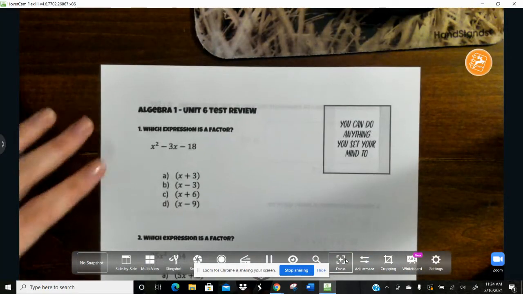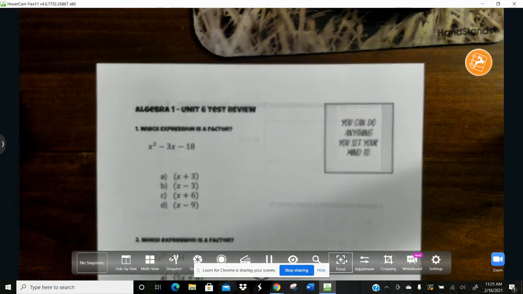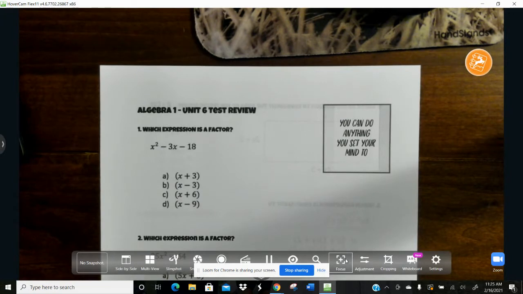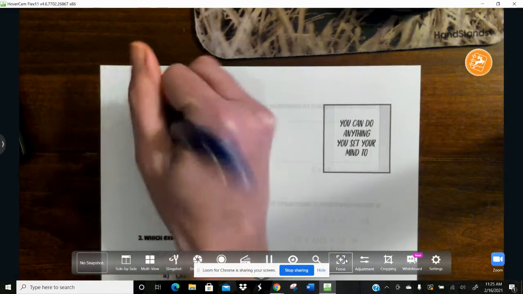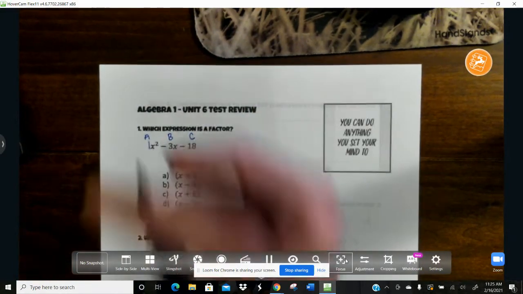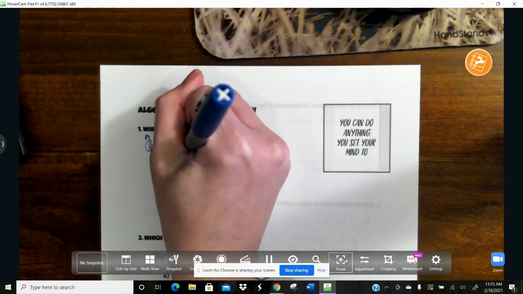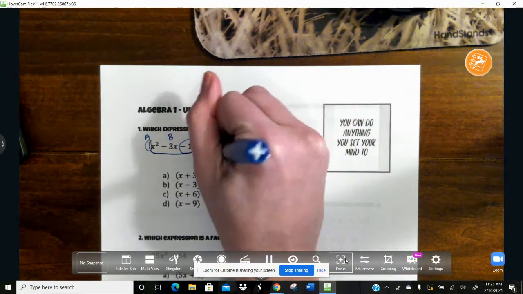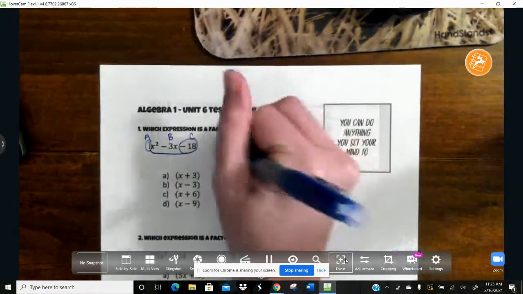Okay, today we are going to go over the Unit 6 test review over factoring, laws of exponents, and adding and subtracting polynomials. So first, the first question, which expression is a factor? So if we put a 1 in front and we label it A, B, C, okay, then second step, we're going to multiply A times C. Don't forget the sign. So we have A times C equals a negative 18.